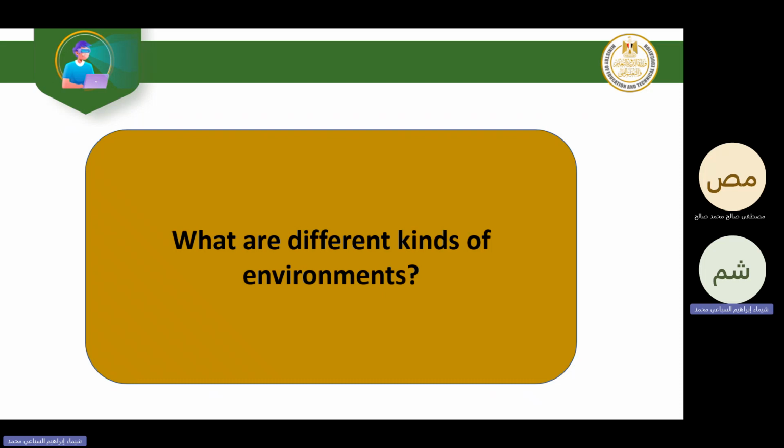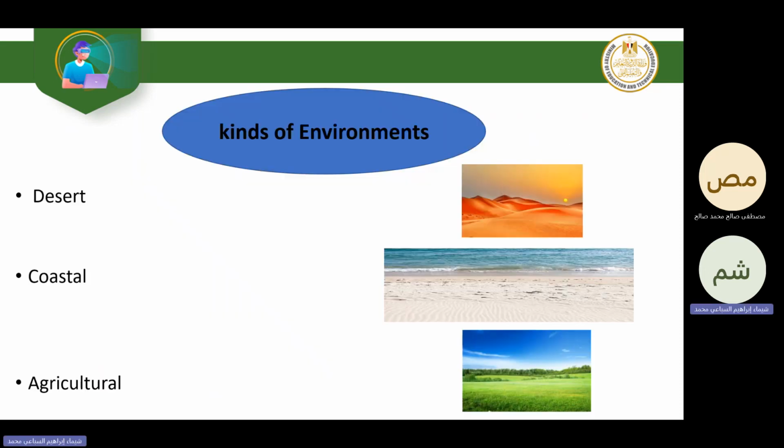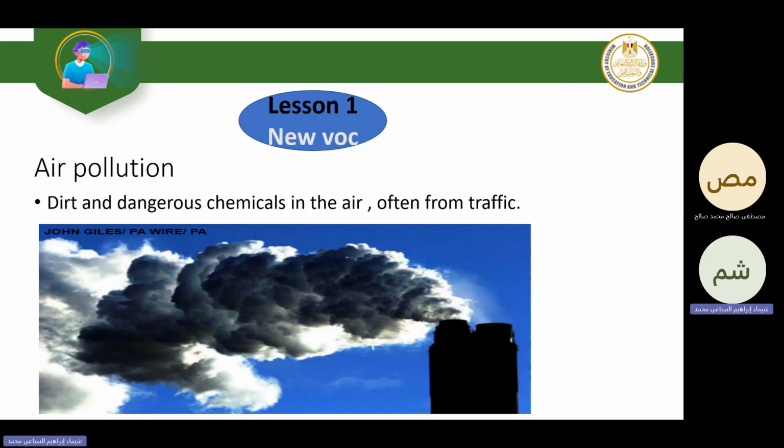Let's know what are the different kinds of environments we have in our world. As you see in the pictures, we have desert environments, we have coastal environments, and we have agricultural environments. Thank you very much, my dear students. You are very excellent. Okay, let's now move to the new vocab of our lesson, lesson 1.